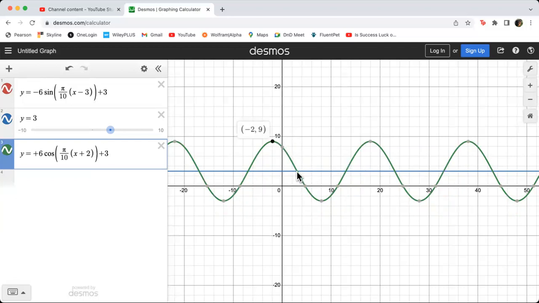And here are our points. What if I turn this off? We can even use this to go find other points. There's the negative 7.